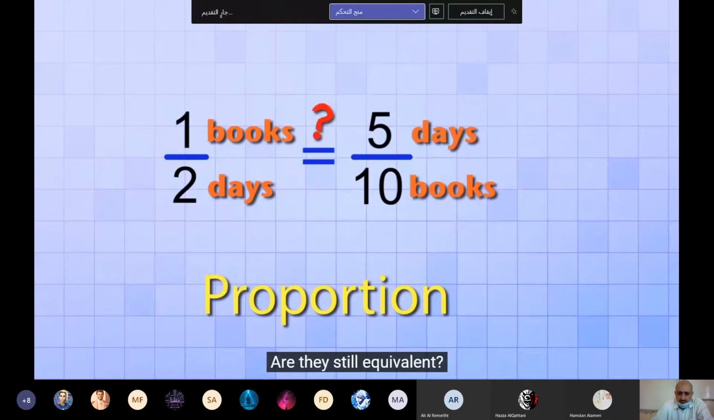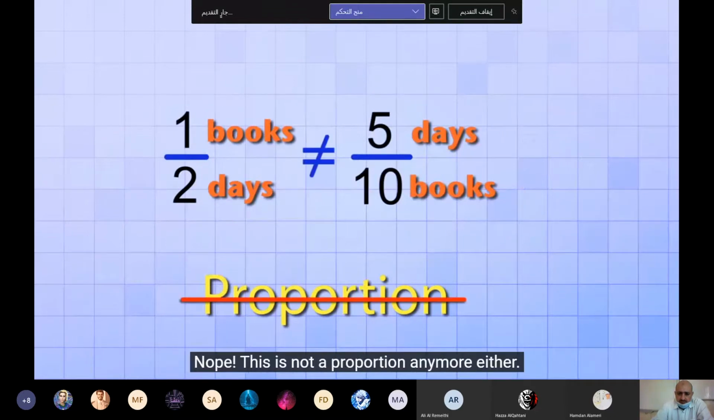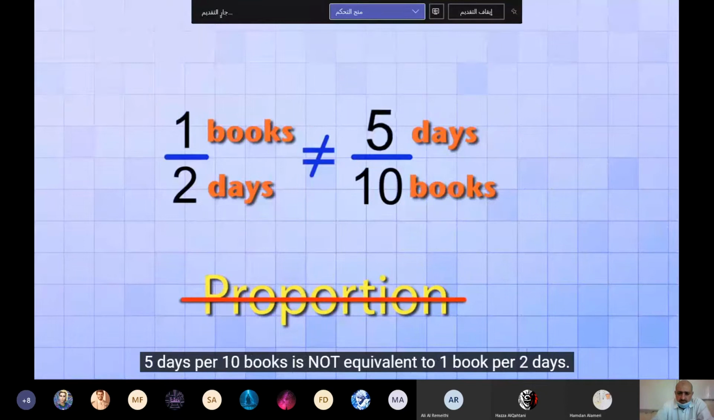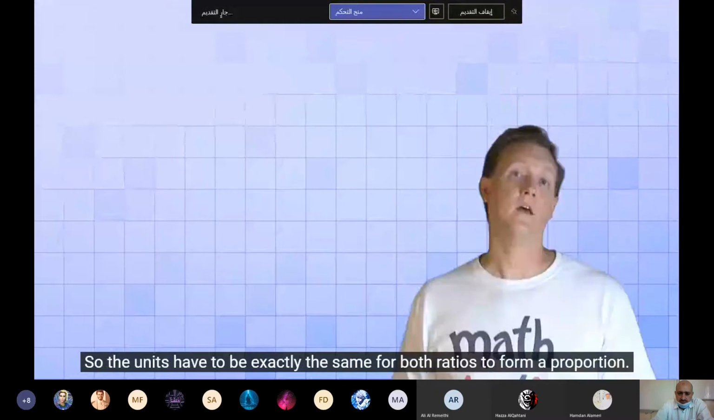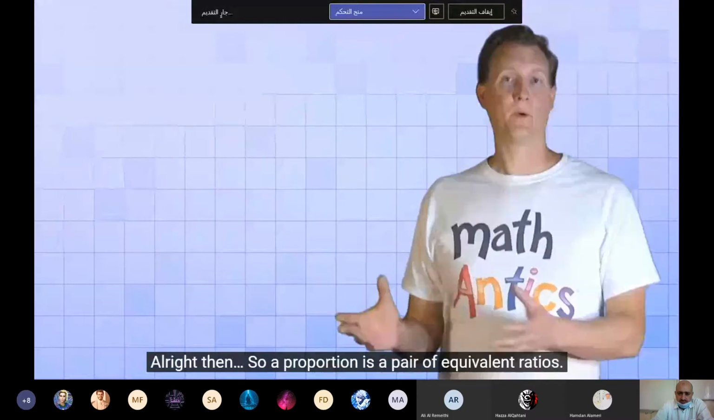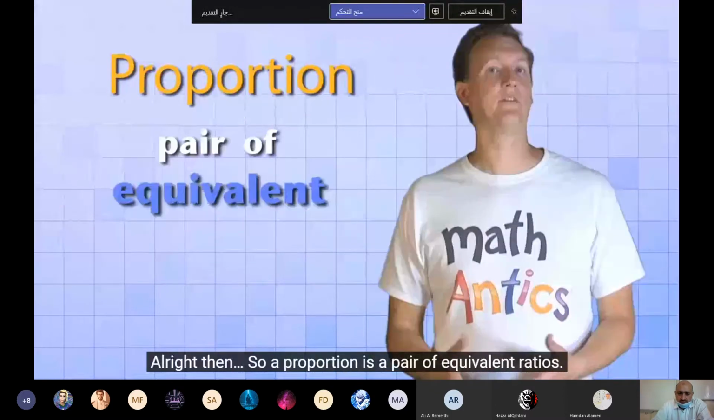Are they still equivalent? Nope. This is not a proportion anymore either. 5 days per 10 books is not equivalent to 1 book per 2 days. So the units have to be exactly the same for both ratios to form a proportion. All right then, so a proportion is a pair of equivalent ratios.